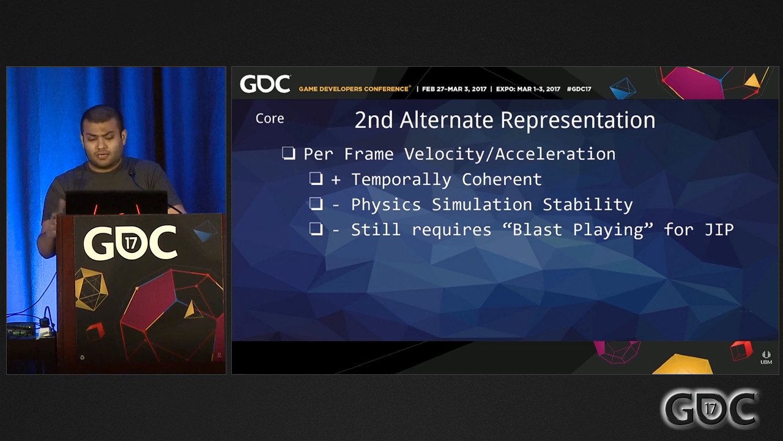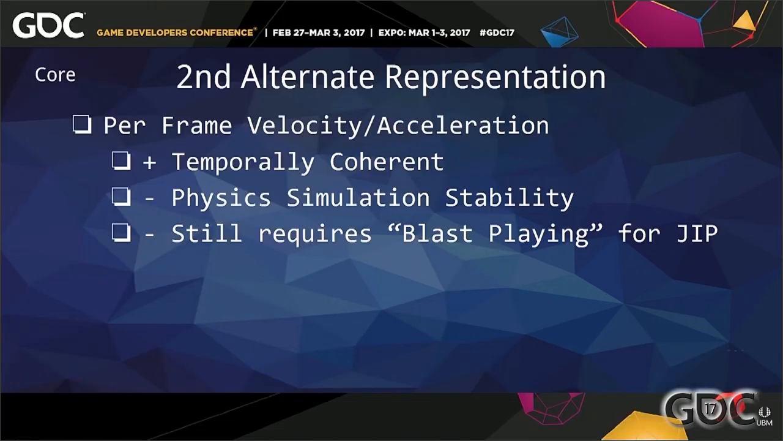The second representation we also considered was storing velocity and acceleration. This, again, has a lot of temporal coherency, so there's quite a bit of compression you can get out of this. However, I was worried about the physics simulation that we would essentially be writing and the stability of that, right? Because again, this is still some sort of delta compression format where the previous frame describes your next frame. This, again, doesn't solve the blast plane problem, and join in progress was still a concern.